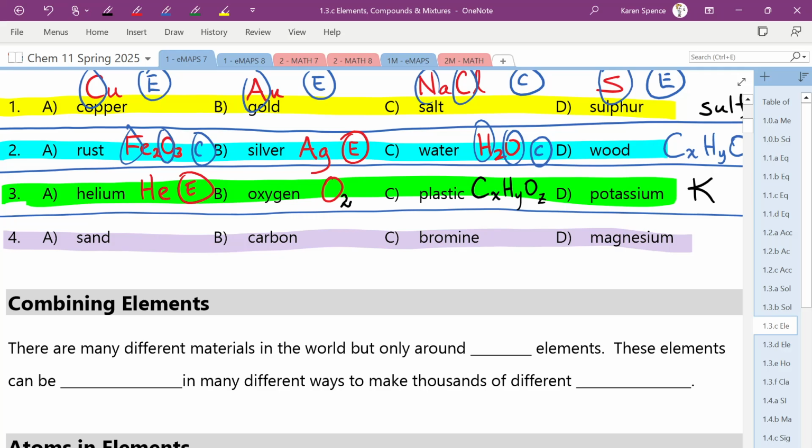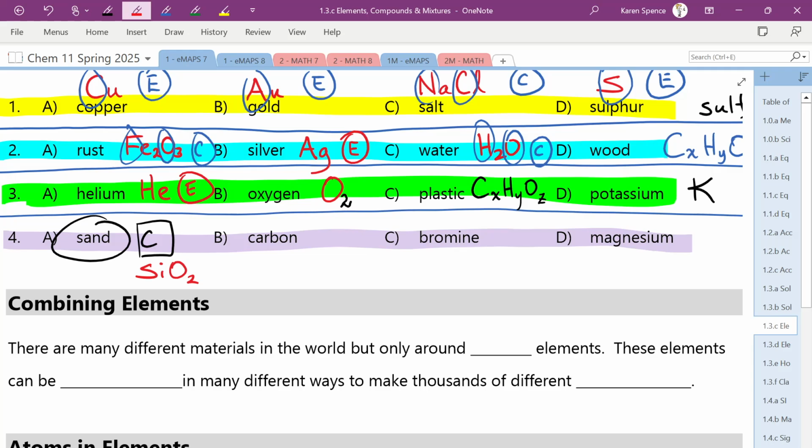Okay, how about our last row here? Sand, because sand is a compound. And if you don't know what that compound is, it is mostly made up of silicon, SiO2, silicon dioxide. It forms networks. Silicon is a metalloid, but metalloids often bond as though they were nonmetals.